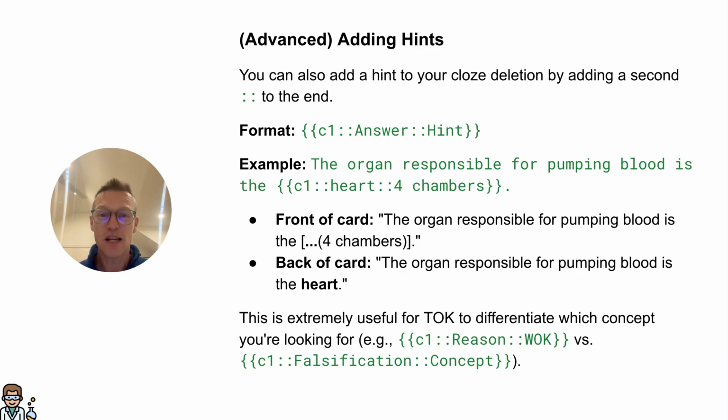When you've got your curly braces, add a double colon, and then you can put a hint in afterwards. So if we're talking about the chambers of the heart, then you might have the hint being 4 chambers. And then when it comes through on the front, it gives you the hint of 4 chambers if you want it. We can have reason, it's a way of knowing, and falsification and concept. So it's possible to have that little hint to help people along the way, help yourself along the way.